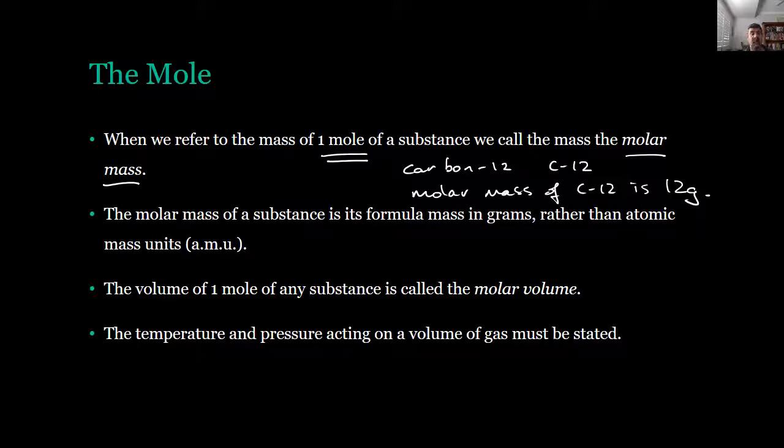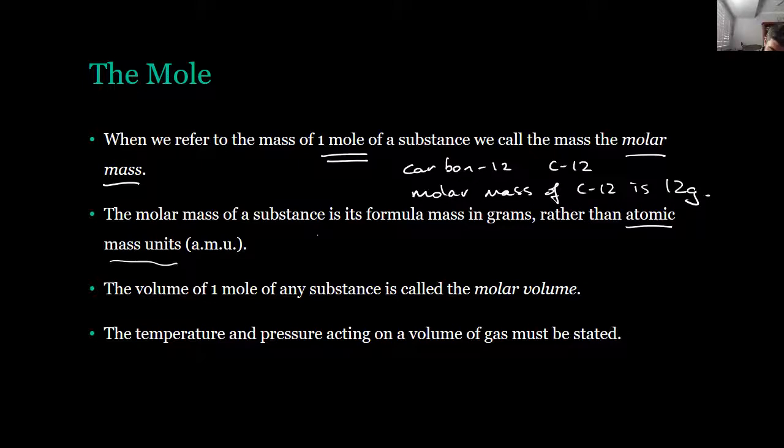The molar mass of a substance which has more than 1 atom in it is just the formula mass in grams rather than what we might call atomic mass units, which is what we would refer to as 1 atom. The mass of 1 atom of carbon-12 would be 12 atomic mass units. Now we're going to be looking at converting those atomic mass units into grams.